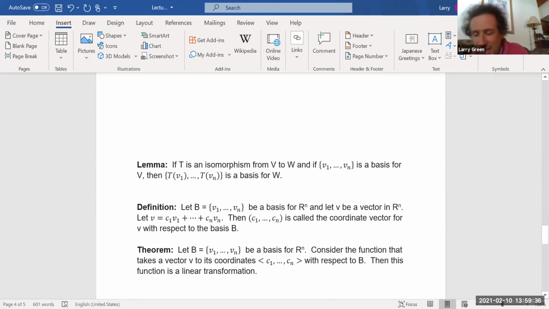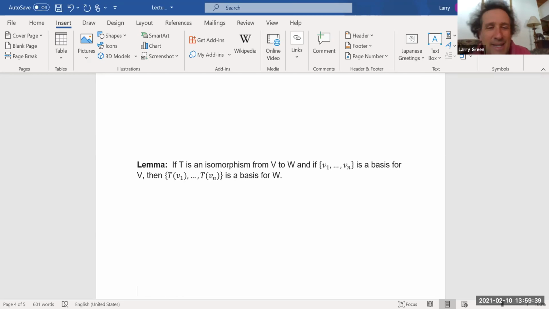Okay, now comes what the book calls a lemma. I'm not sure if it's the best word for it, but the book calls it lemma. And it says the following. If T is an isomorphism from V to W, and if V1 through Vn is a basis for V, then T of V1 through T of Vn is a basis for W. So I'll let you read that. This is pretty important. Okay. Why must this be true? So we want to prove this. Any questions on the question?